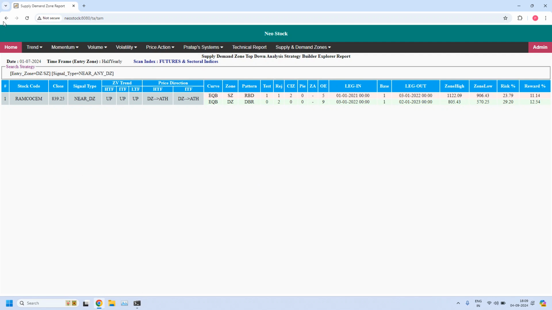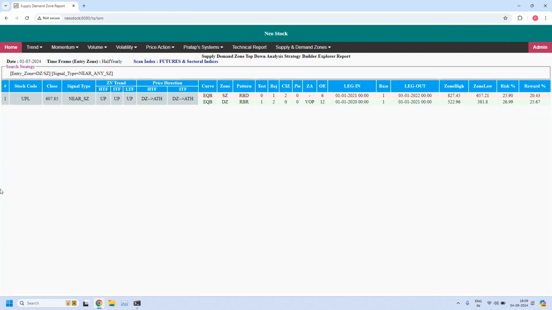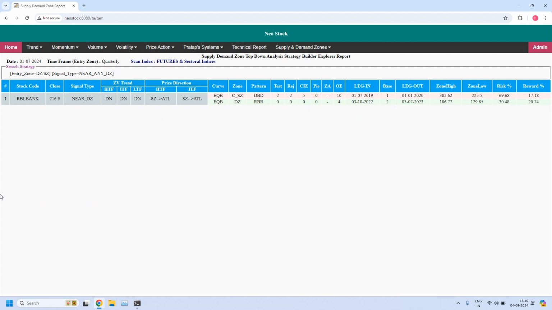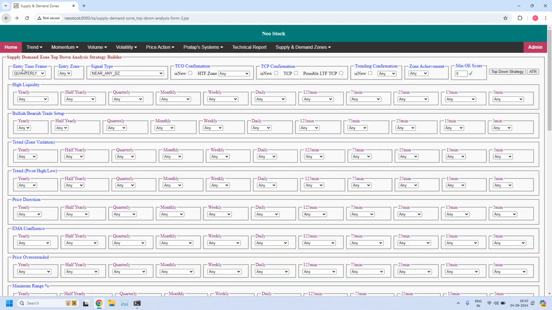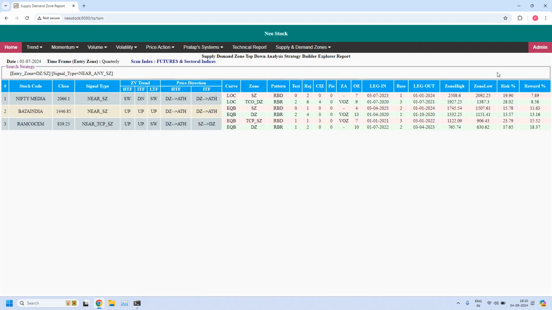Okay, now the next report for the half yearly time frame: let us find the stocks near half yearly supply zone. One stock is filtered near the half yearly supply zone. Next time frame is quarterly. Let us find the stocks near quarterly demand zone. One stock is filtered near the quarterly demand zone. Next, for the quarterly time frame, let us find the stocks near quarterly supply zone.